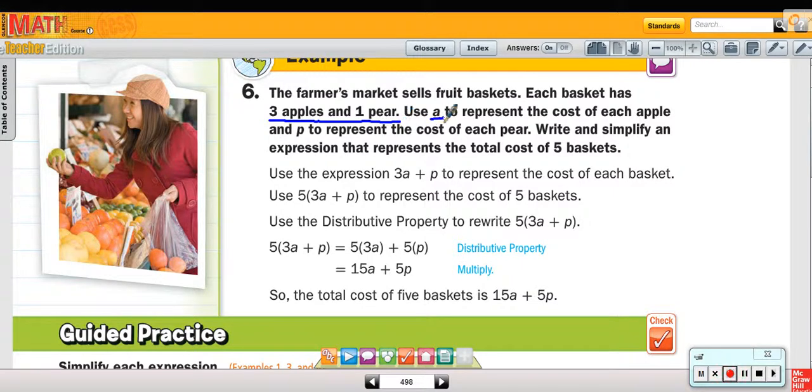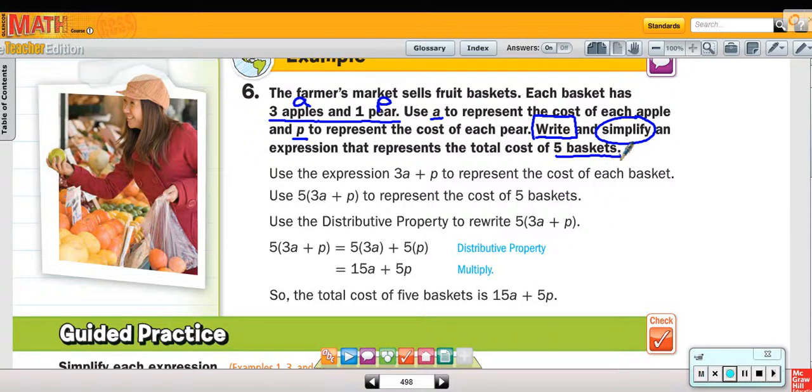Use A to represent the cost of each apple. So I'm going to write that right above the apples, so I know that variable goes with apples. Then use P to represent the cost of each pear. So that's going with my pear. Write and simplify an expression that represents the total cost of 5 baskets.